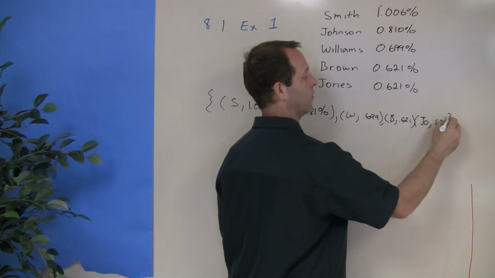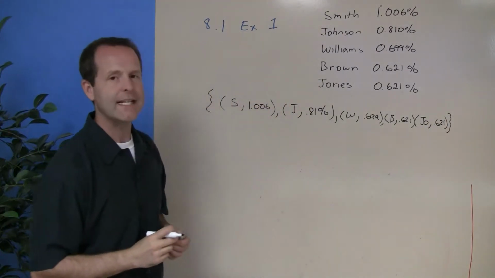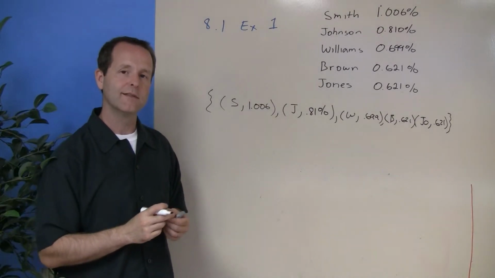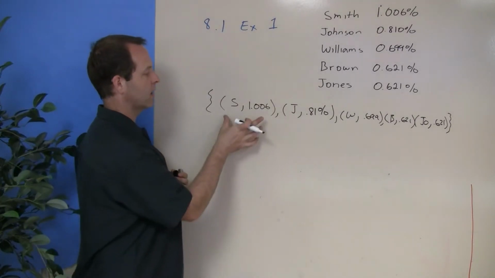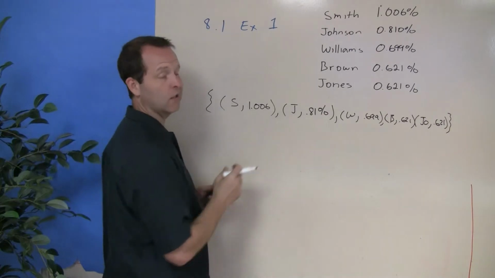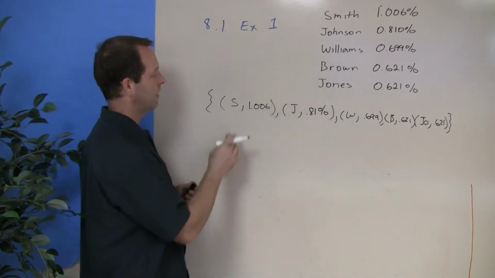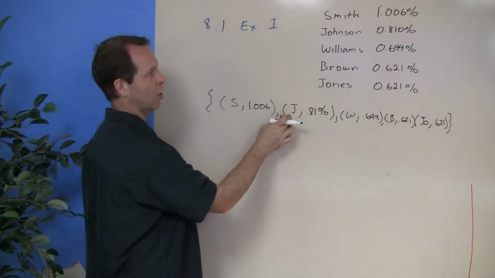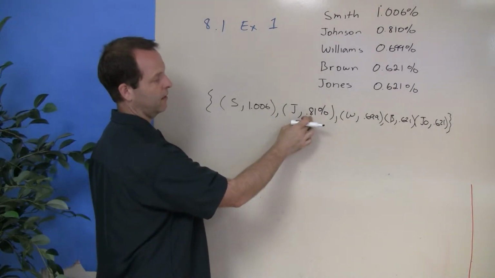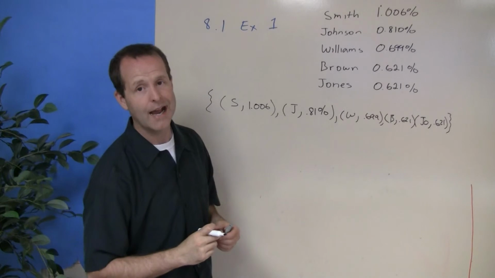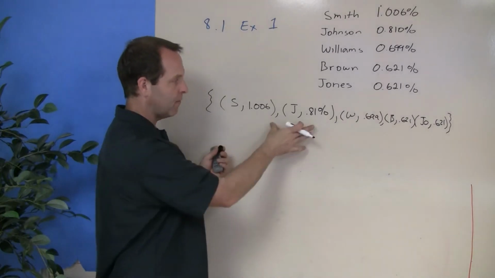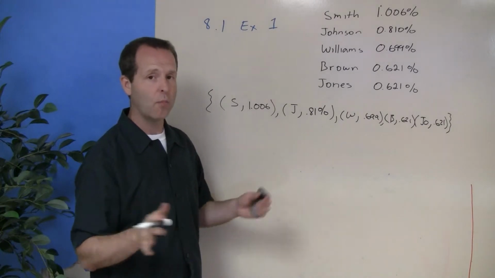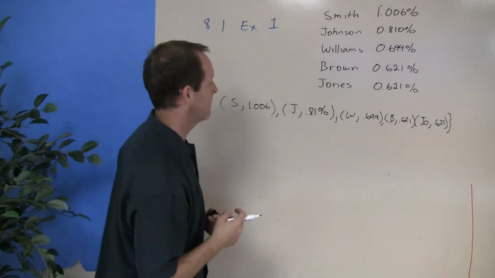also at 0.621. So all I did is take that information from the table and rewrote it in a line, where it was a combination of a whole bunch of things that looked like ordered pairs. Smith matches up with 1.006. Johnson matches up with 0.810%. Williams 0.699, and so forth. So it's the same information here as it was in that table. Nothing new, no magic, nothing's happened here yet.